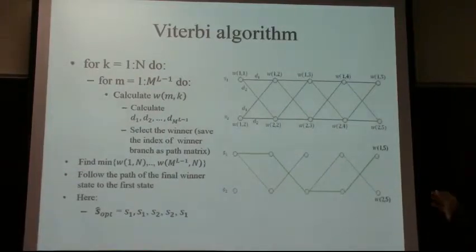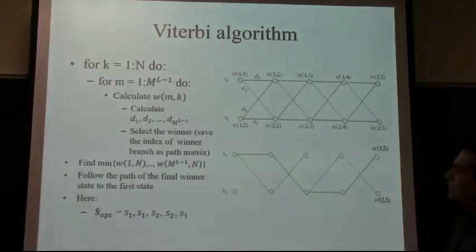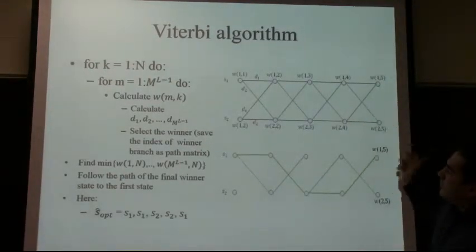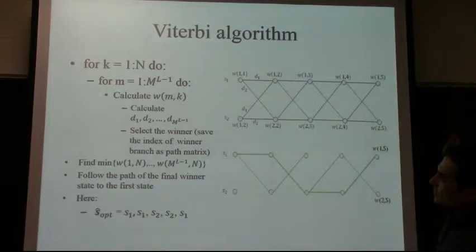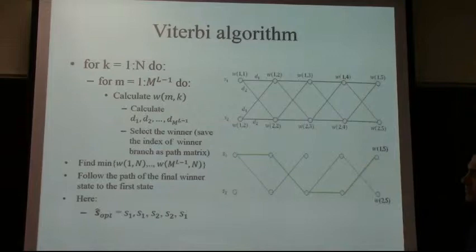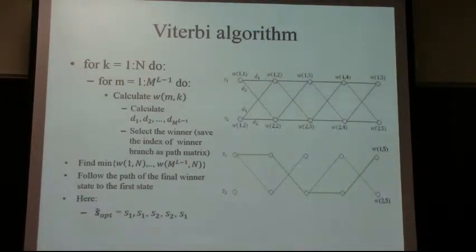At the end, when you have completed this index matrix, because you have M to the power L minus 1 states, each of those states at each step needs to have a path index. And finally, you reach step N. You know what the number N is. Now we want to decode the sequence.